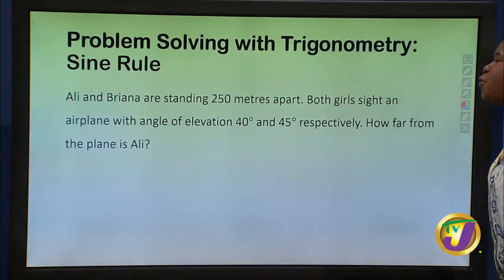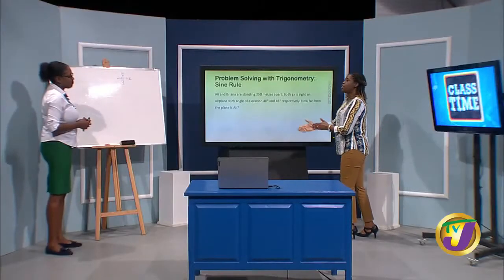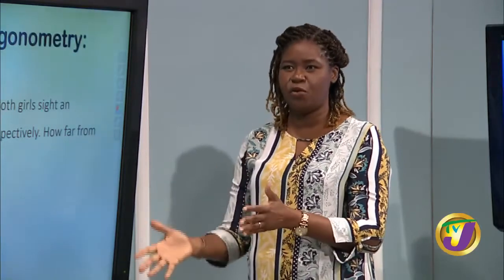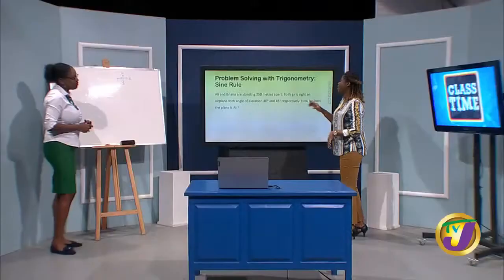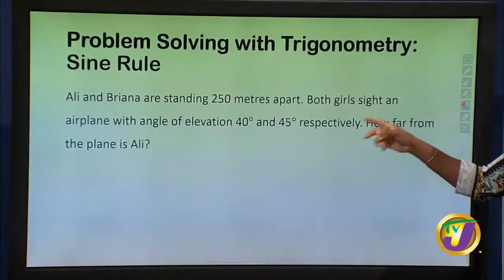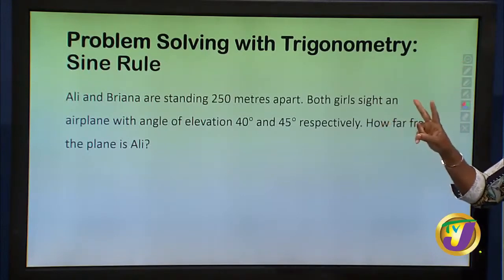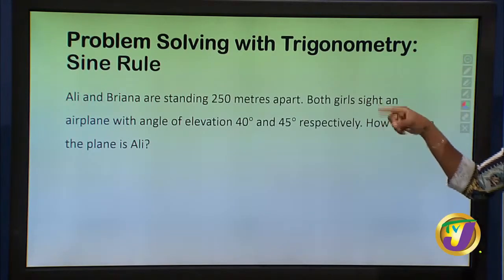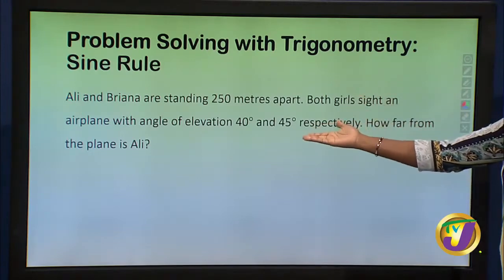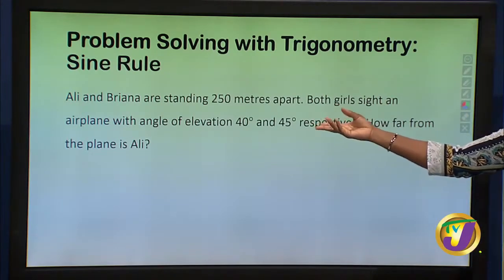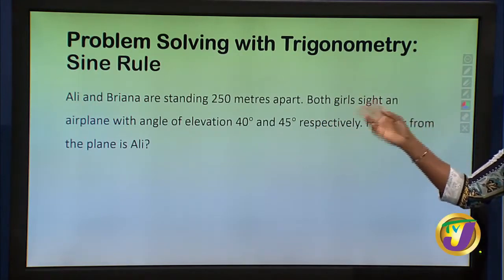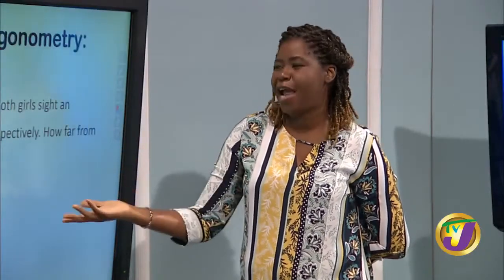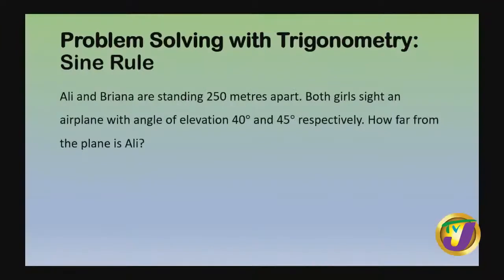Before you go any further, let us differentiate when we use the sine rule and the cosine rule. Just looking at the question, previously we were given two sides and an included angle. In this case, we're given two angles and a side. Previously, we used the cosine rule when given two sides and an included angle. This situation calls for the sine rule, since we're given two angles and a side.